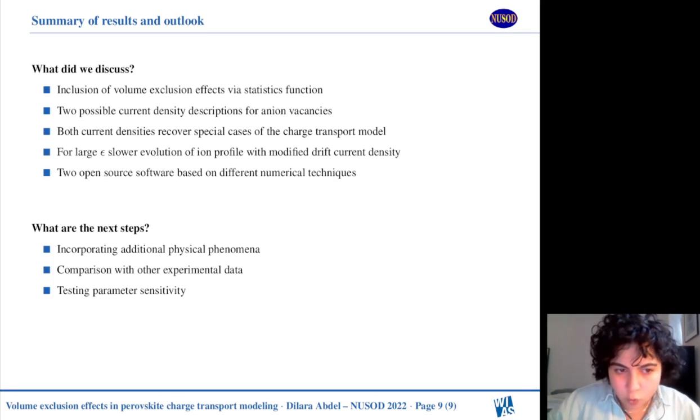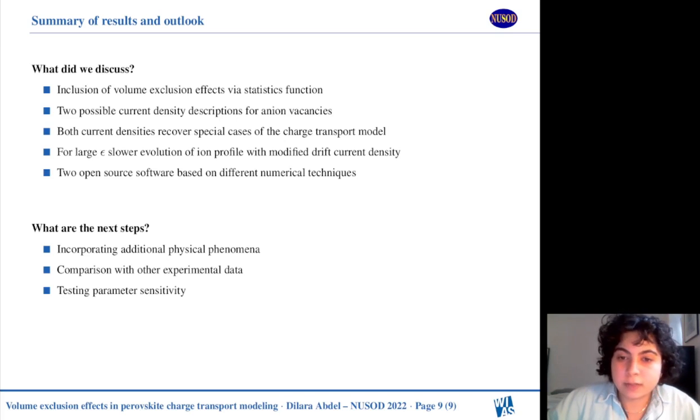Of course, what we neglected here completely were other physical phenomena such as meaningful interface models. Thus, one continuation of this presentation may be to investigate the performance of these current density descriptions in a different setup, describing a more generalized drift diffusion model.